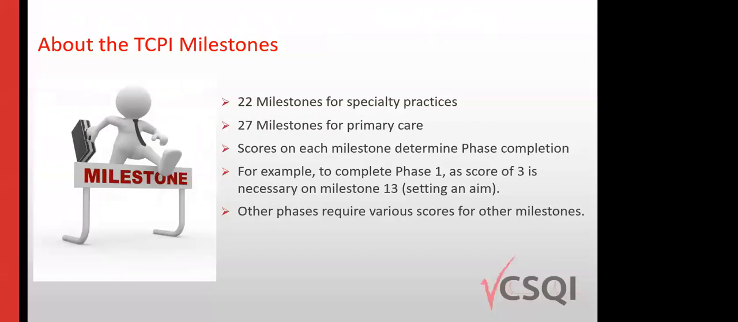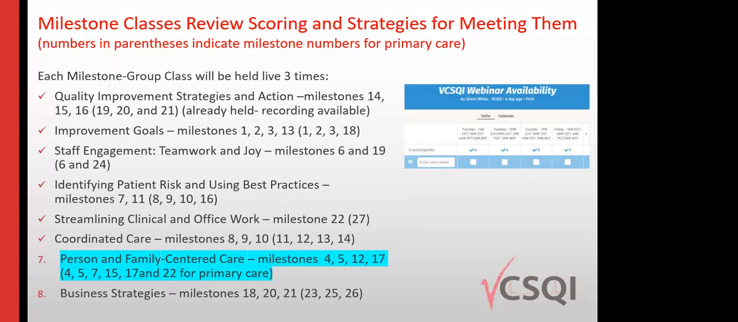By way of background again, you know there are 22 milestones for specialty practice, 27 for primary care, and scores on each milestone determine phase completion. Milestone classes are outlined here on slide 3, and we are in number 7. Recordings for all the previous ones are included in the weekly newsletter that Jana sends out and also available on the VCSQI.org website. We have 1 class after this week, and that one will focus on business strategies.